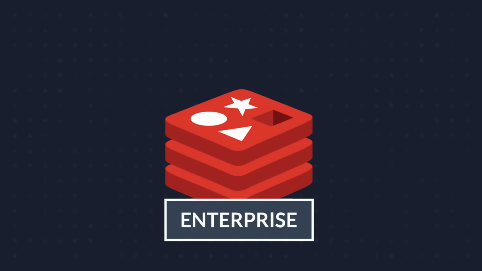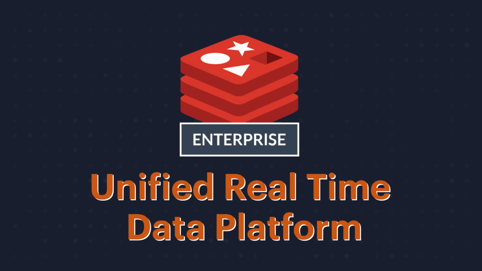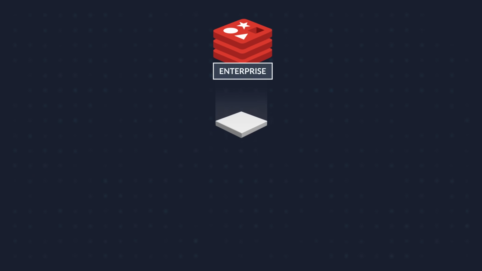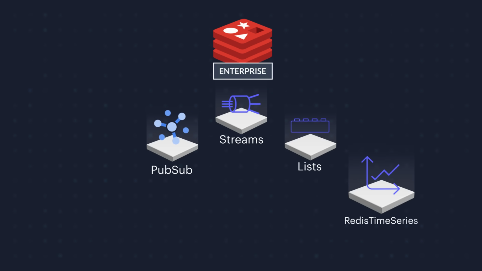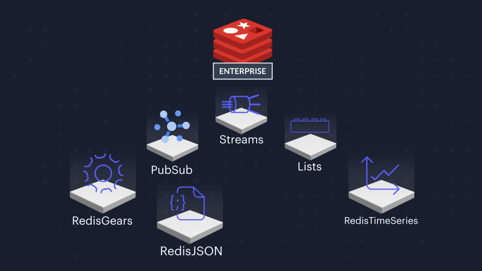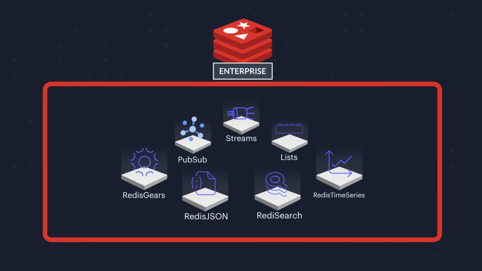With Redis Enterprise, you can minimize all these complexities with a unified real-time data platform. For example, you can use the native features of Redis Enterprise, such as streams for collecting data, PubSub for distributing the data, lists for queuing, Redis Time Series for analyzing, Redis Gears for ETL, Redis JSON for persisting the data, and Redis Search for indexing. And this is in a single system.